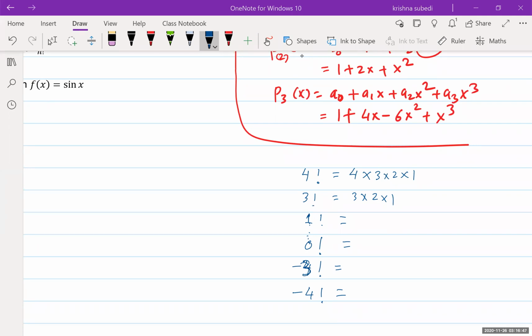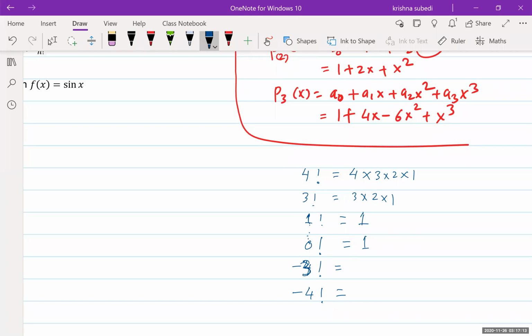Factorial 1. Okay, that is 1. All right, Kuldeep, thank you. Factorial 0. Recall from your high school. Okay, factorial 0 is also 1.